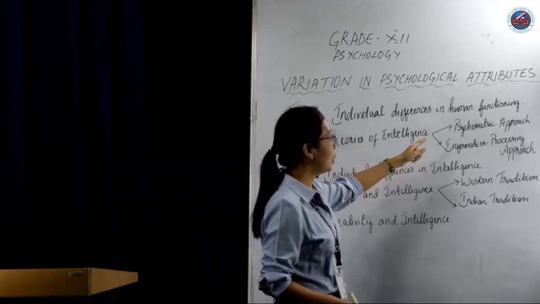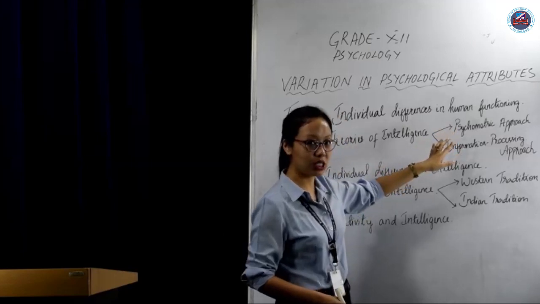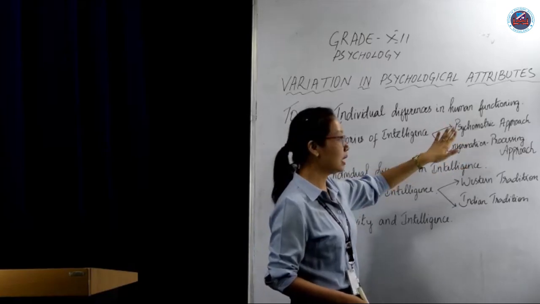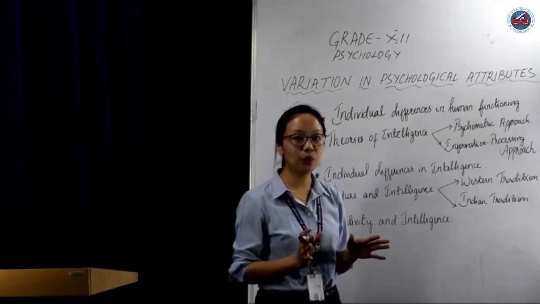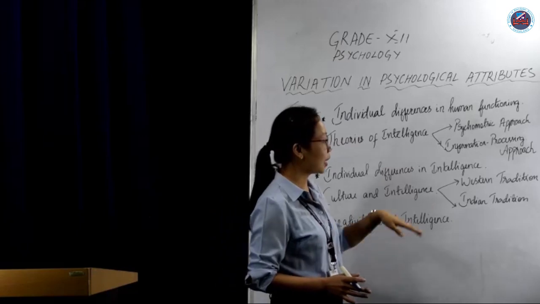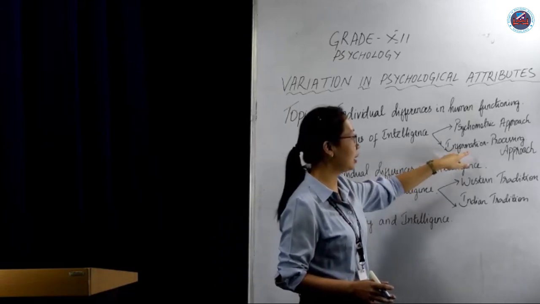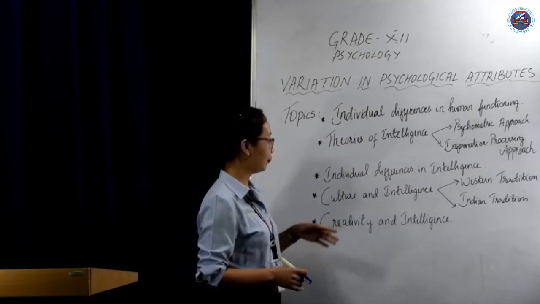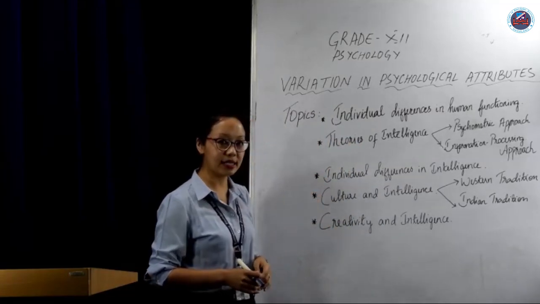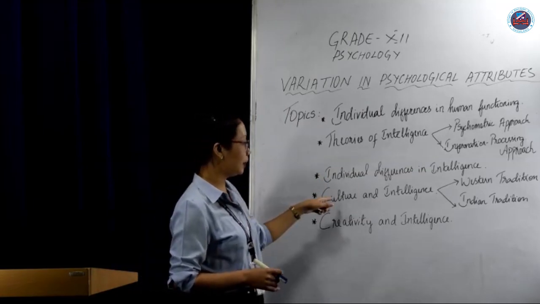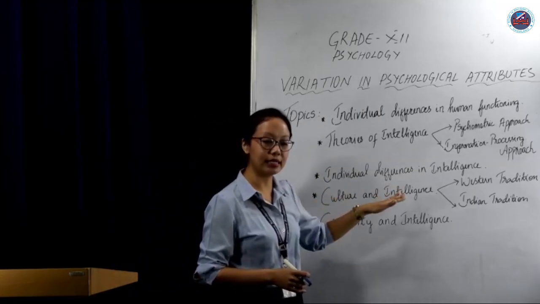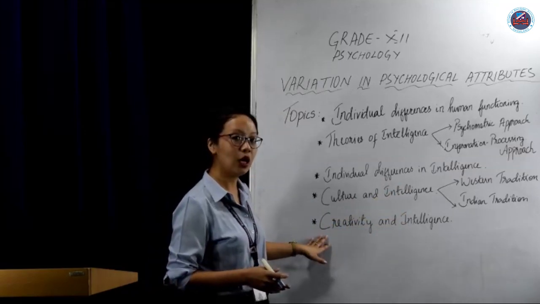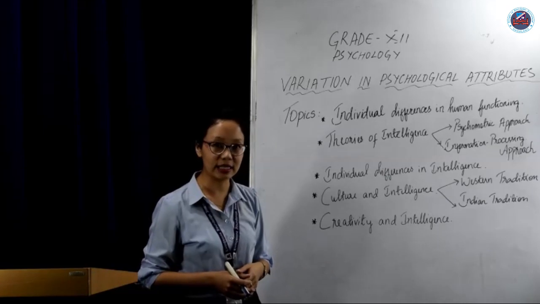Under this, we have two different types of approaches, the psychometric approach and the information processing approach. In the psychometric approach, we will see 5 different intelligence theories, and under the information processing approach, we have 3 different intelligence theories. Then comes individual differences in intelligence. Then we will be discussing culture and intelligence from the Western and from the Indian tradition. The last one will be creativity and intelligence.